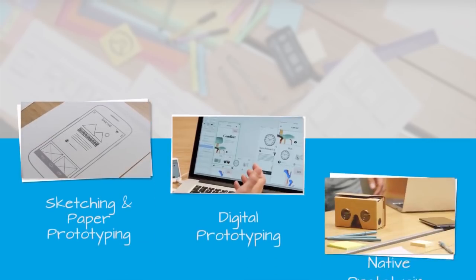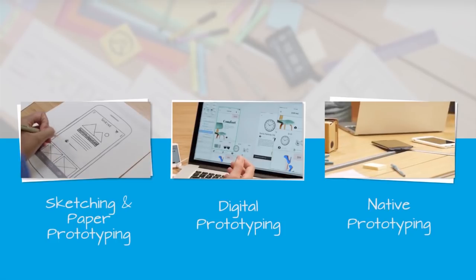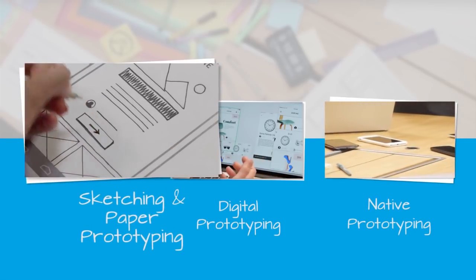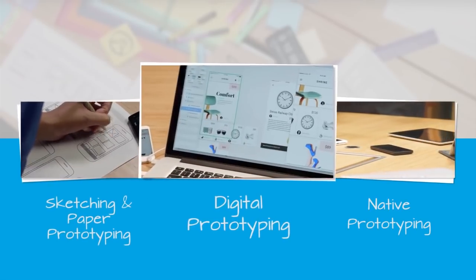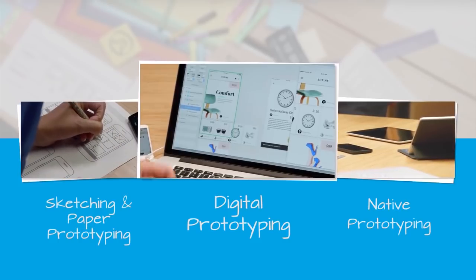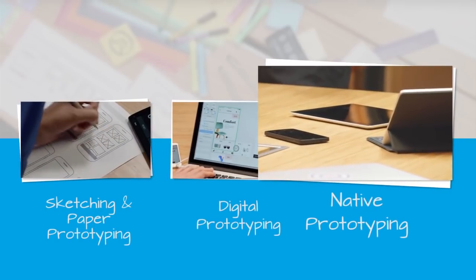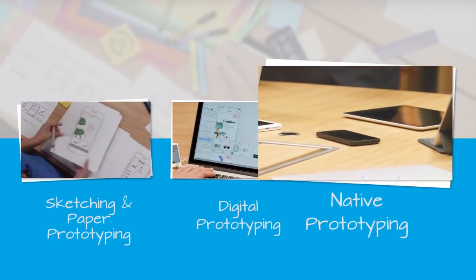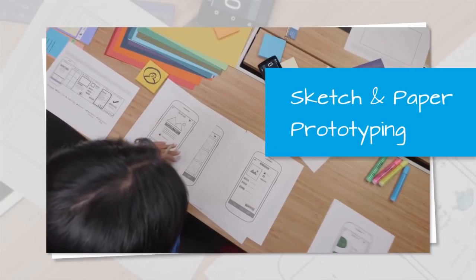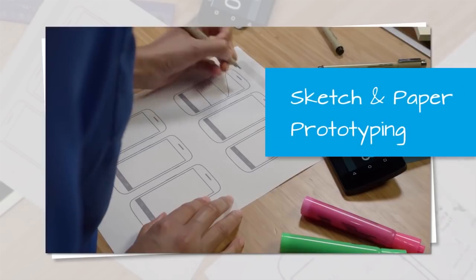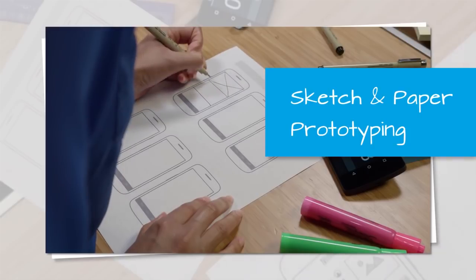So we put together a series of 3 videos to introduce you to various techniques we use at Google. There's sketching and paper prototyping, digital prototyping with Form and Principle, and native prototyping. So to get things started, let's take a look at how teams at Google take an idea in their head and make the first stroke of the pen on paper.